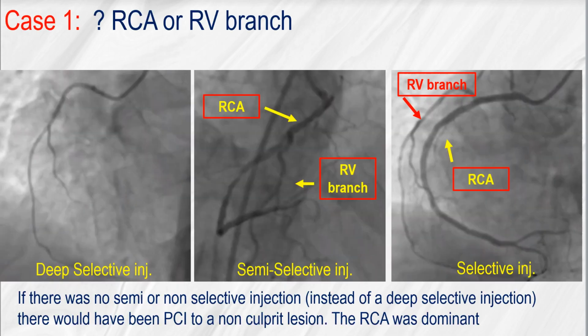A semi or non-selective injection answered the first question. Is it an RCA or RV branch? If there was no semi or non-selective injection, instead of a deep selective injection, there would have been PCI to a non-culprit lesion. The RCA was dominant.